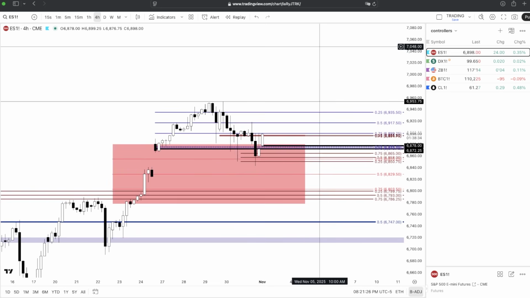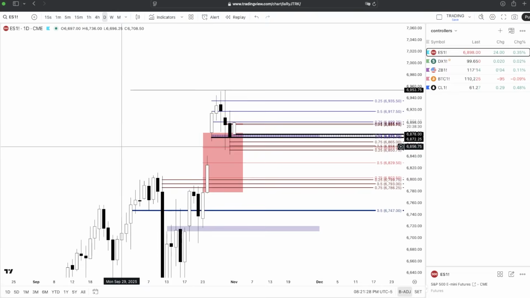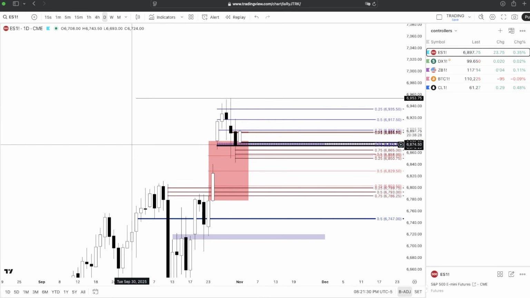Alrighty, so this is the S&P 500 and the high time frame levels here based on those rules, and this is how I would mark them. Let's go on to the dollar index now.